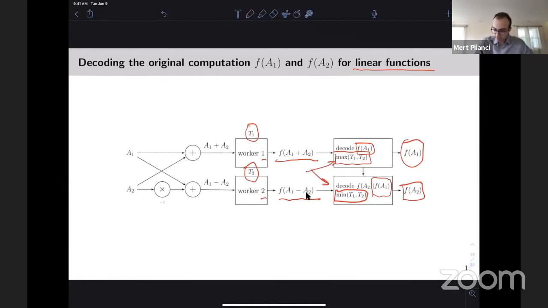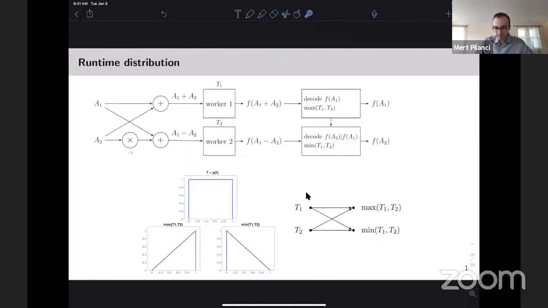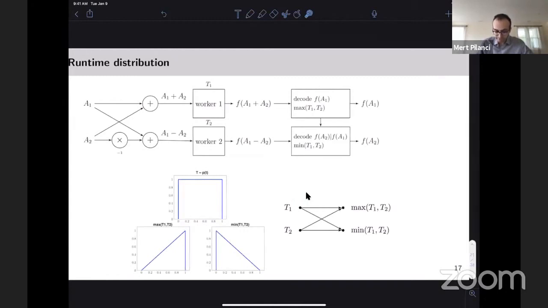The idea is to apply this procedure recursively. If you look at the runtimes here, this is the probability density of a worker return distribution. Let's say it's uniform. It gets transformed to the maximum and the minimum. If you have two independent uniforms and you calculate the maximum, it has a triangular distribution skewed towards the right, and the minimum is also triangular, skewed towards the left. Precisely, it's this T1, T2 to maximum and minimum mapping. It's a 2x2 to 2x2 mapping.